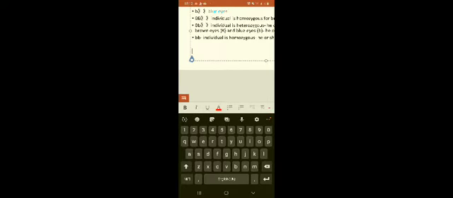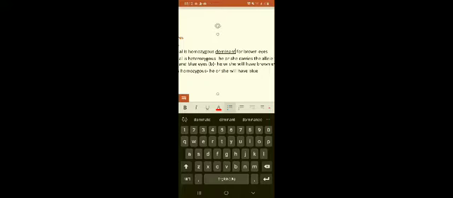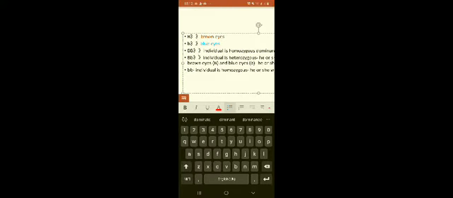Homozygous what? Dominant, right? Don't forget that. You can even write that. Let us write it so you don't forget: homozygous dominant. And here, homozygous recessive.